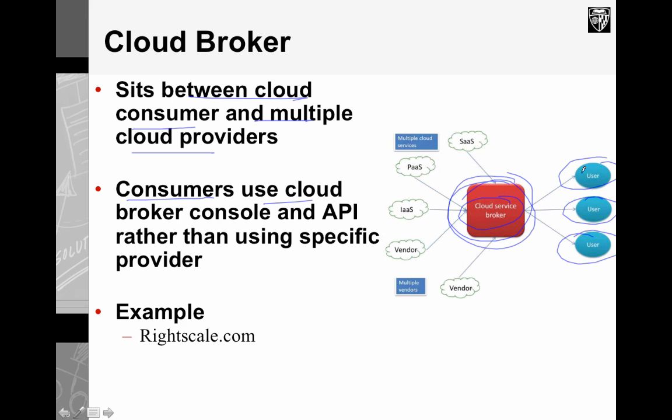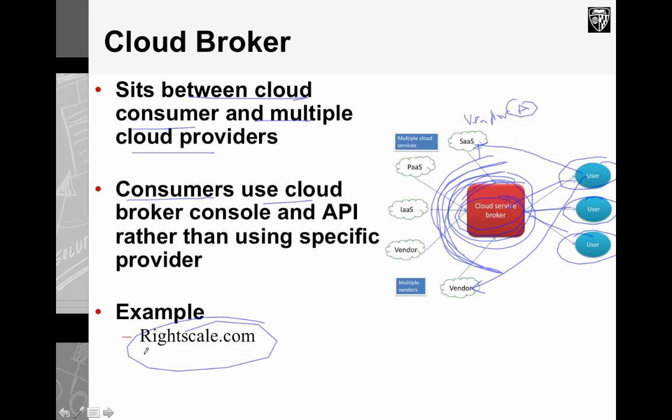So rather than the user directly interfacing with the SaaS service provided by vendor A or cloud provider A, and using another API provided by another vendor, they actually talk to the cloud service broker in a uniform way. And these brokers have all the relationships with all these different cloud providers so that you only communicate to one guy. That's the idea. And RightScale.com actually offers such a service.